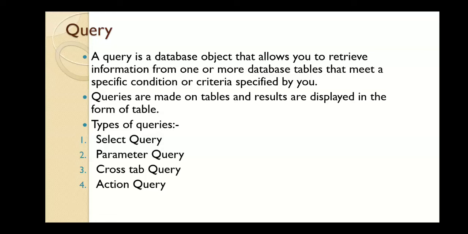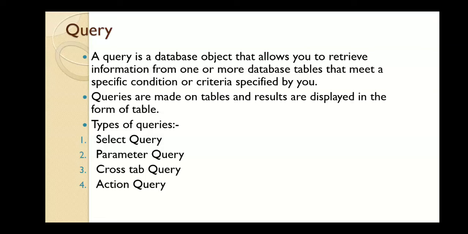The queries are made on tables, because we store the information in tables. And results are displayed in the form of a table. That table is called the query table. It is a group of rows and columns with the set of records that match the given condition.